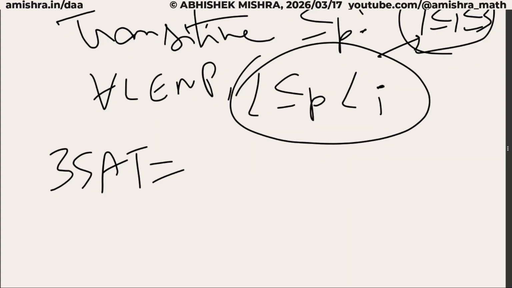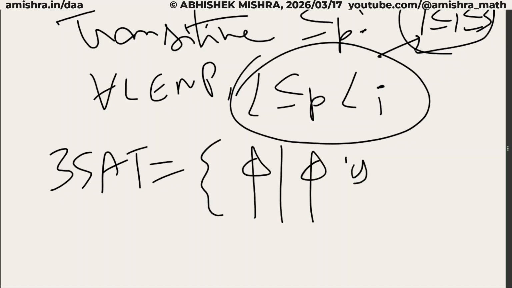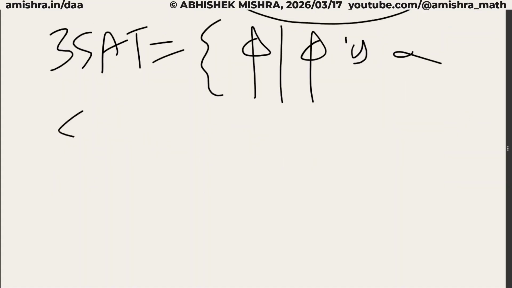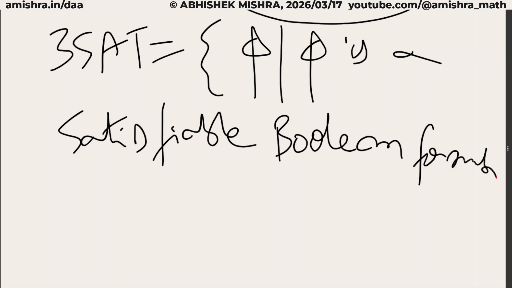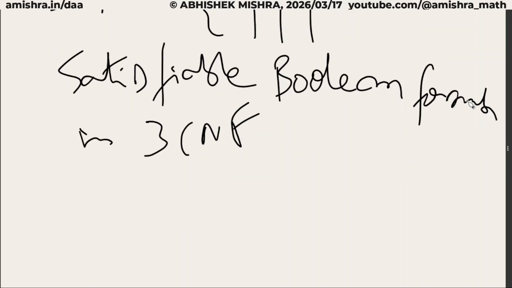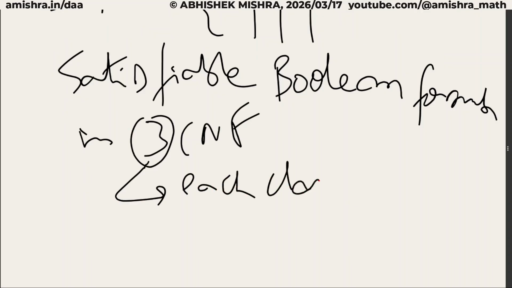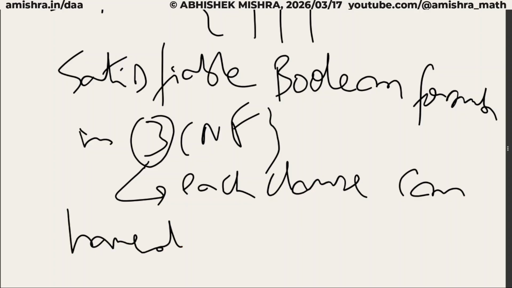So we define this as the set of all Boolean formulas phi such that phi is a satisfiable Boolean formula in 3CNF form. By 3CNF we mean each clause can have at most 3 literals.